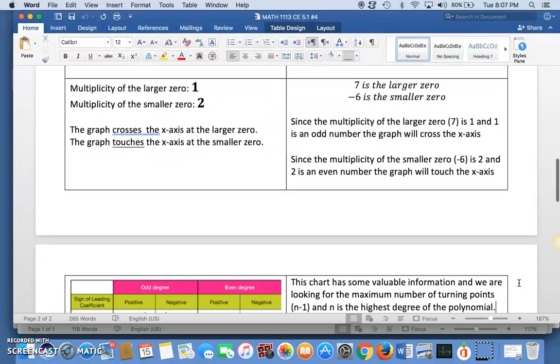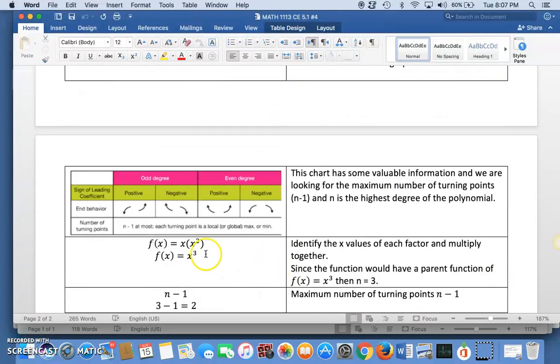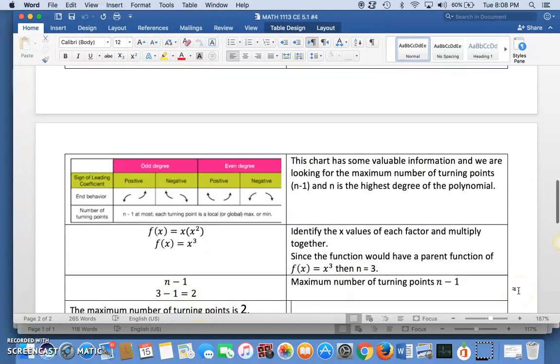What really ends up happening is your power would become a 3 because you would end up with an x cubed, because you had an x and an x squared term, which gives you an x cubed. Since that is a cube, n equals 3. So your highest power is a 3. Your maximum number of turning points is going to be 1 less than that. So 3 minus 1, of course, is 2.